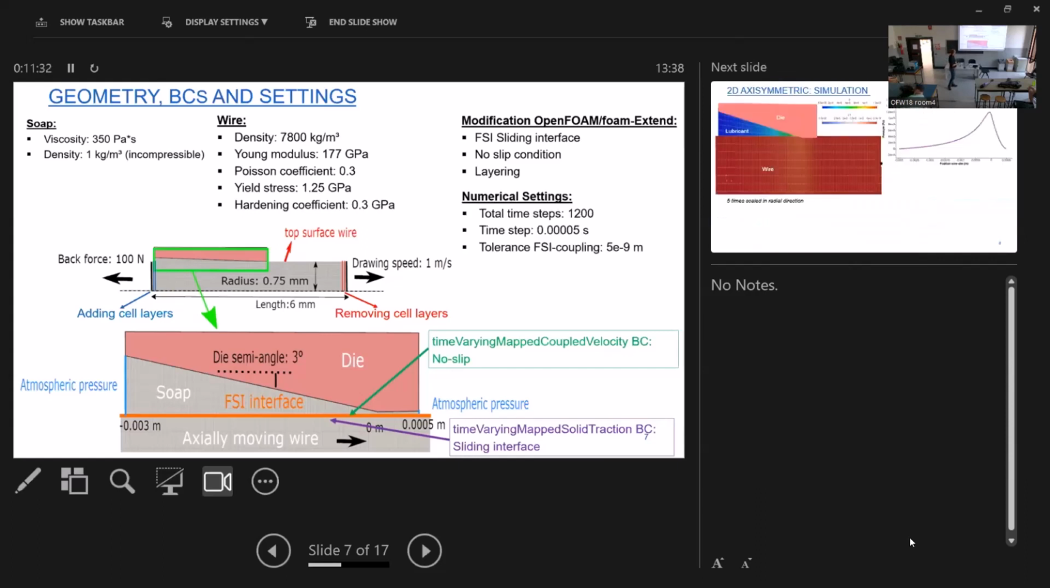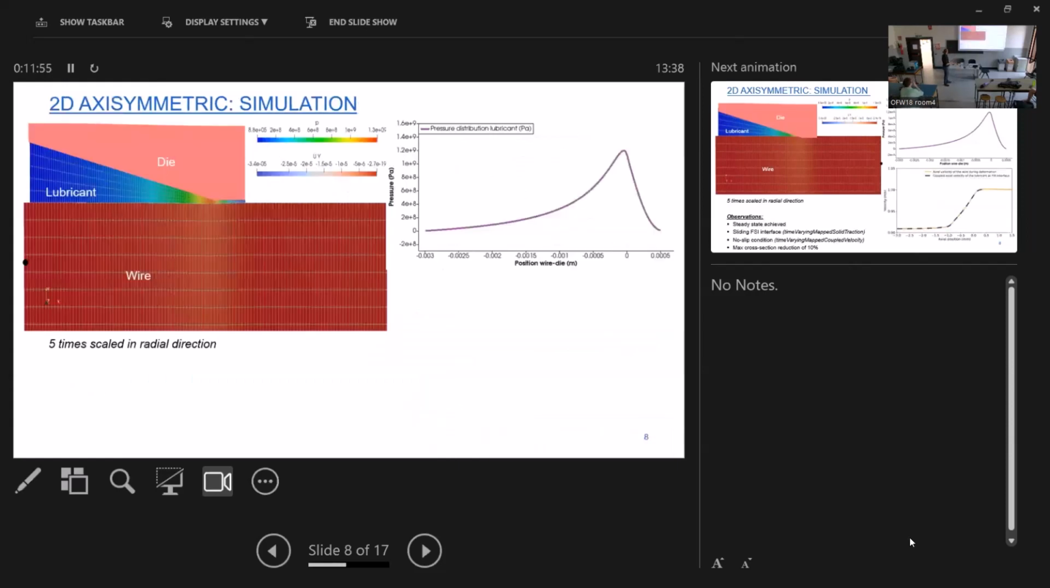So we have some additional settings concerning the numerics. The total time steps is 1,200. We have a time step size of 5 to the minus 5 seconds and an FSI tolerance coupling of 5 to the minus 9 meters. This is actually quite strict because we're expecting a film thickness on the order of micrometers. Yeah. All right, here you can see the simulation itself.